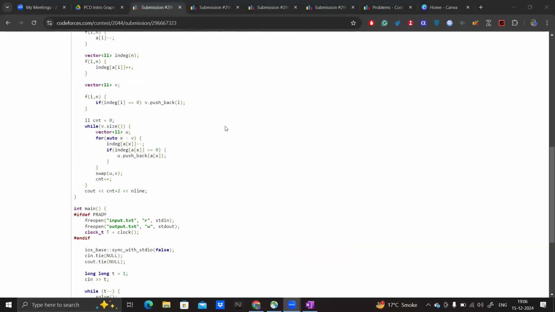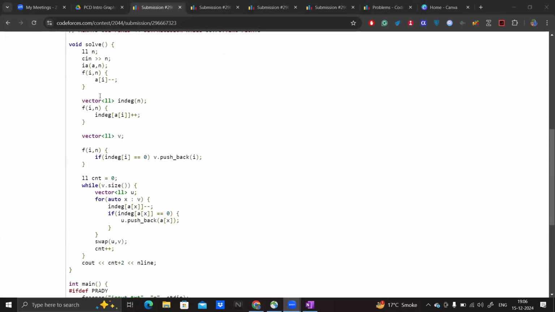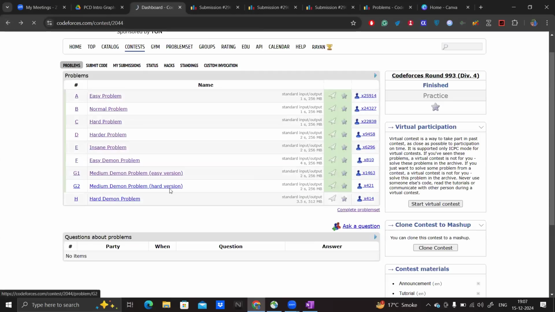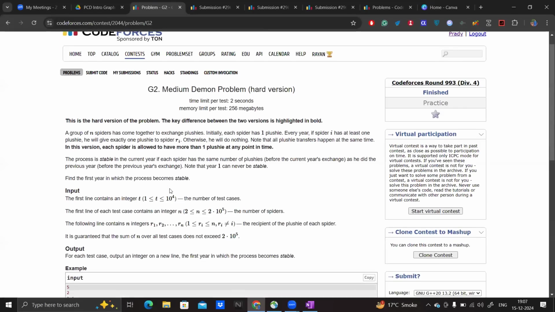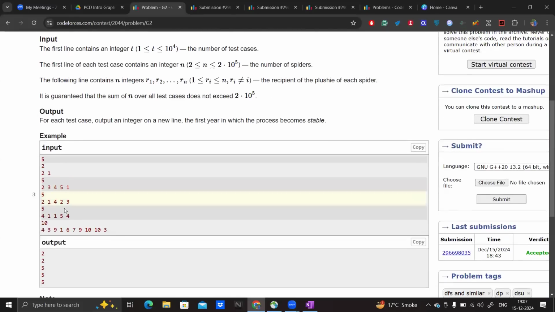So let's go to G2. My implementation here is very nice, but as you will see in G2, it is as bad as it could be. Okay, so let's go to that. In G2, the difference is that if a node has more than one candy, he won't throw it away. He'll keep it. For example, in this test case, we had 4 1 and 5 4.